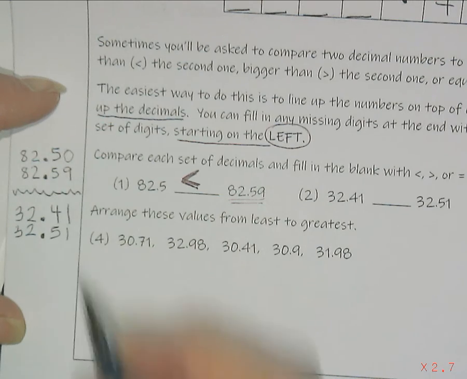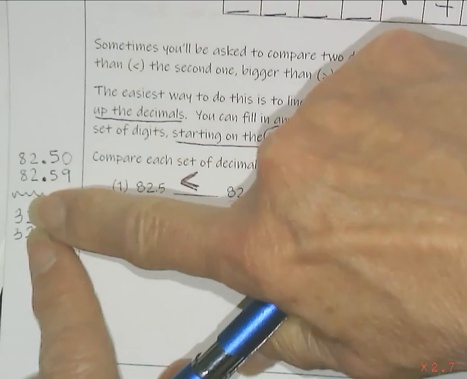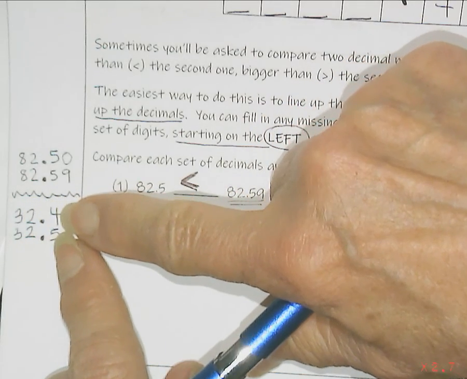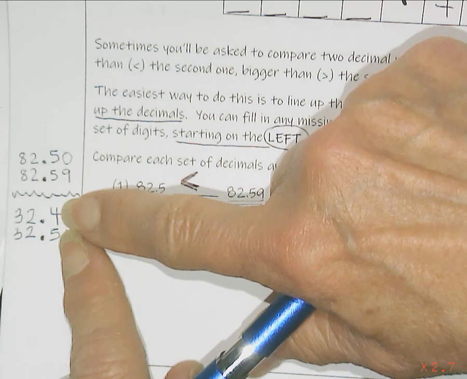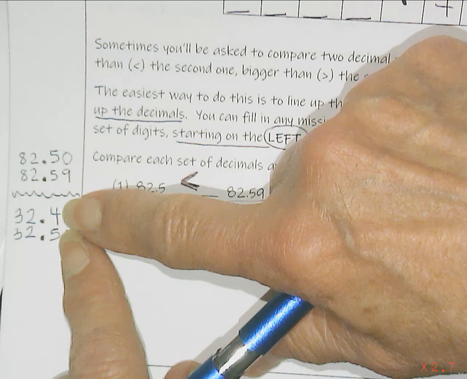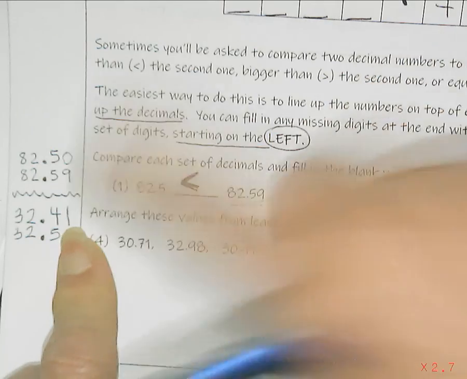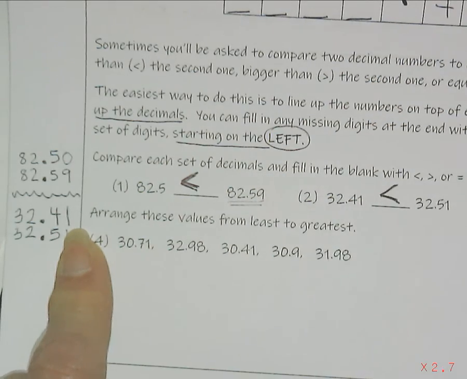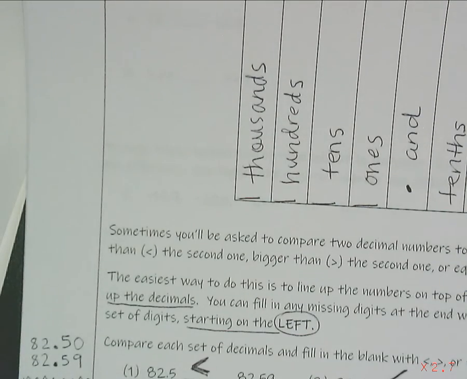Do you have any missing digits? No. No missing digits, so let's compare. 3s are the same, twos are the same. Oh, there we go. We have a difference. So is the top number smaller than, bigger than, or equal to the bottom number? Smaller. 4 is smaller than 5. So once again, we have a less than situation. All right, I'm going to stop the video and make another one so they don't get too long.